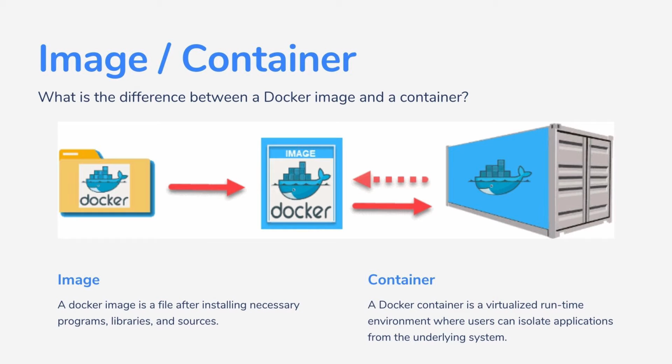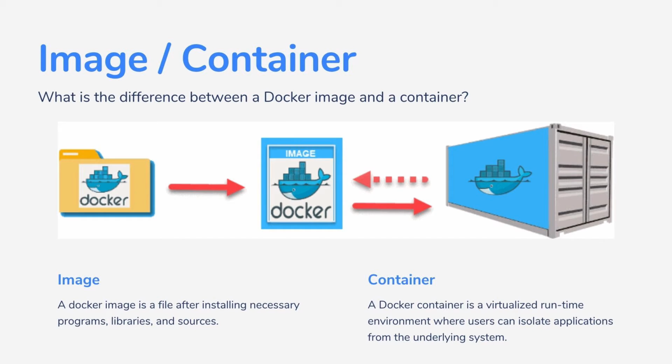A Docker image is a file created after installing necessary programs, libraries, and sources, and the user can upload the image created in this way to the repository and receive other images posted on the repository, and the user can receive the image after running it on Docker.